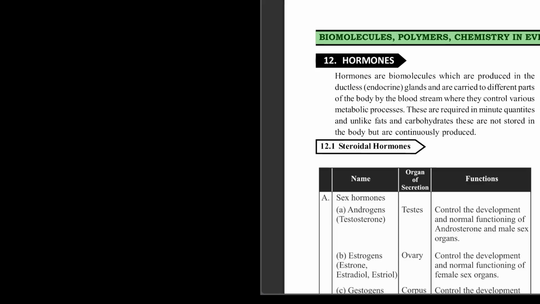Now the last part of this chapter is hormones. Hormones are biomolecules which are produced in the ductless endocrine glands and are carried to different parts of the body by the bloodstream where they control various metabolic processes. These are required in minute quantities and, unlike fats and carbohydrates, these are not stored in the body, but they are continuously produced.